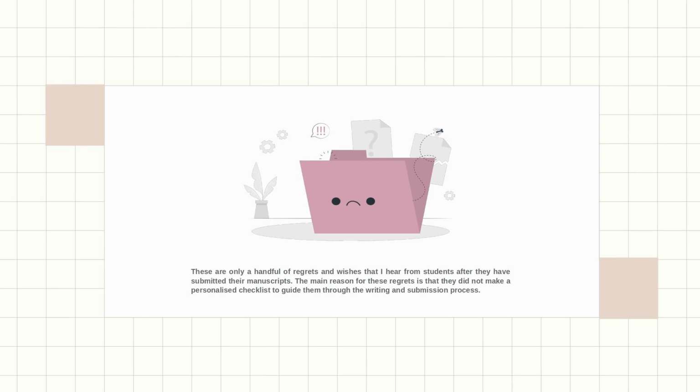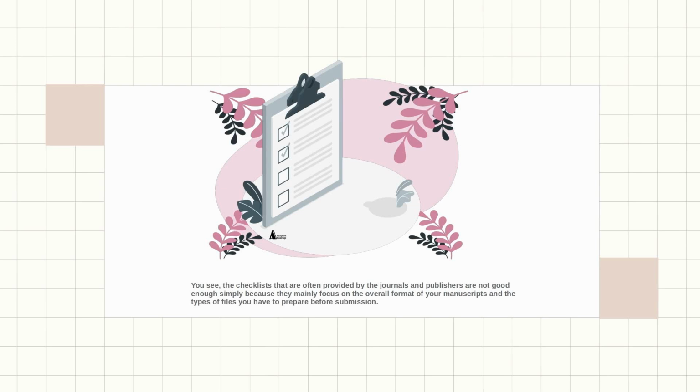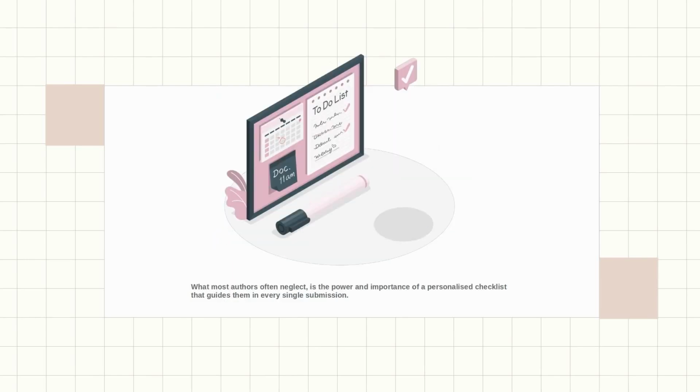The main reason for these regrets is that they did not make a personalized checklist to guide them through the writing and submission process. You see, the checklists that are often provided by the journals and publishers are not good enough, simply because they mainly focus on the overall format of your manuscripts and the types of files you have to prepare before submission. What most authors often neglect is the power and importance of a personalized checklist that guides them in every single submission.